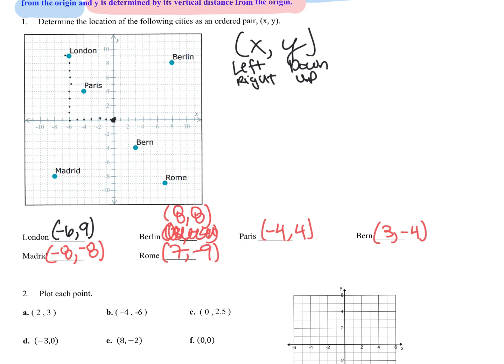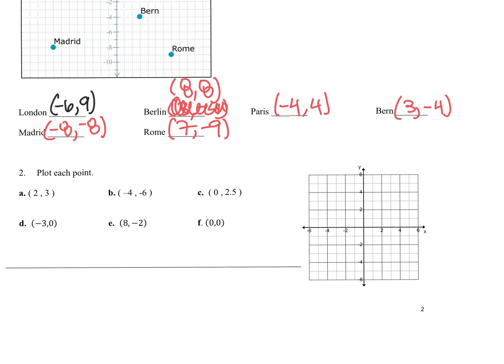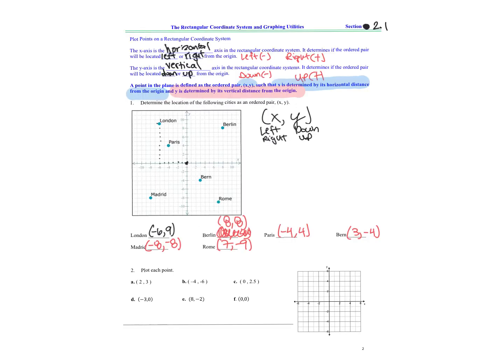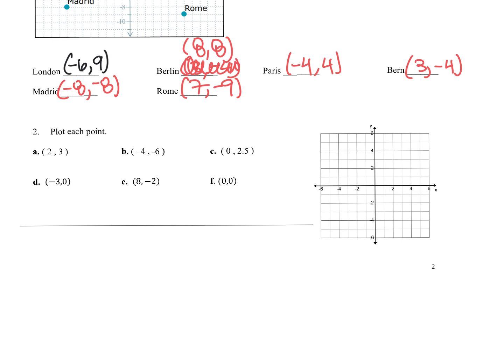Okay, cool. All right, let's now do the vice versa, which says to plot each point. They give you the ordered pair, now you're going to graph it. So I'll give you a moment to do that. Okay, so 2, 3 would just be to the right 2 and up 3. Oops, sorry. Let me zoom back in. Okay, that would be about right here. Okay, and then -4, -6 would be to the left 4 and down 6.